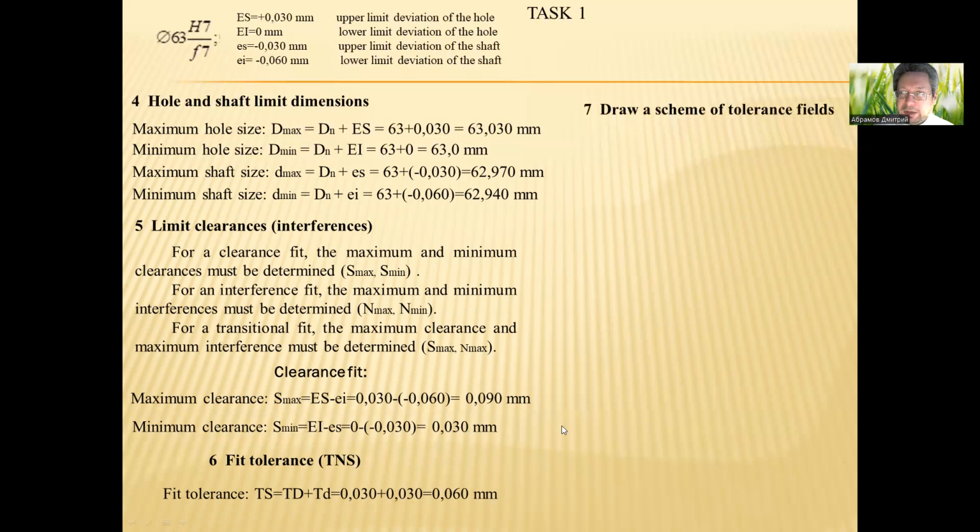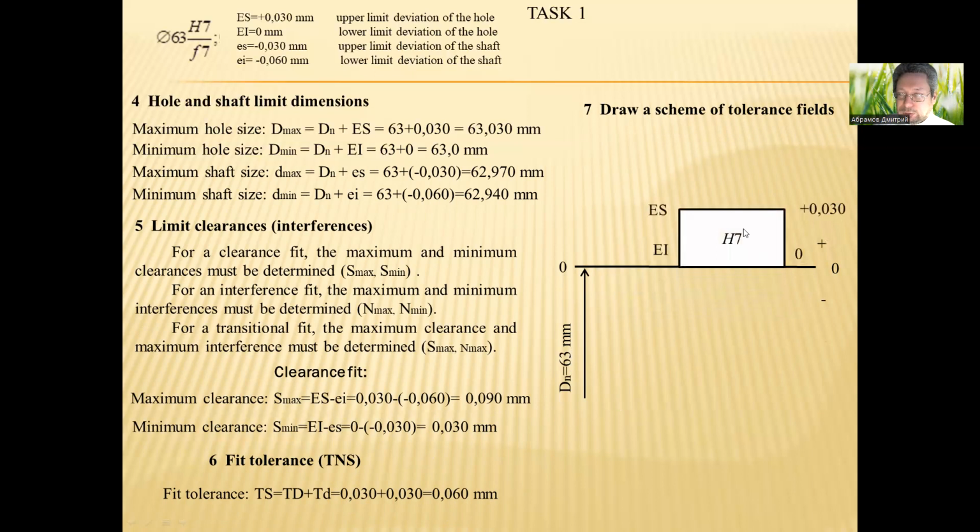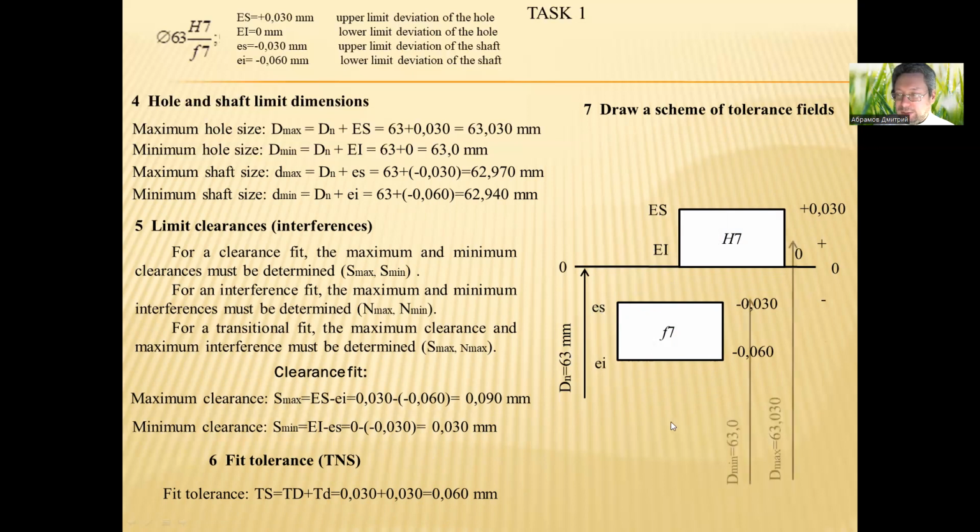And 7. Draw a scheme of tolerance fields. Zero line with vector of nominal diameter equal to 63 millimeters. Tolerance field of the hole, tolerance field of the shaft. Tolerance field of H7 with upper limit deviation and lower limit deviation of the hole. Tolerance field of the shaft, small f7, upper limit deviation, small es, lower limit deviation, small ei.